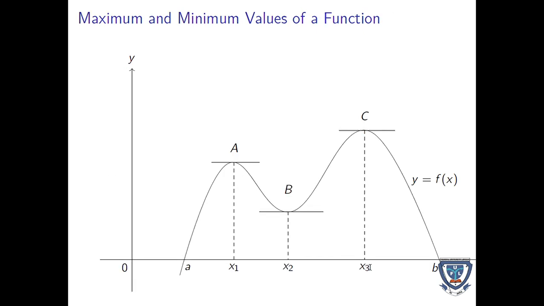Now, this other subtopic, maximum and minimum values of a function. You will see this is the graph of y equal to f of x. The points A, B, and C are actually called stationary points. Now this graph has two maximum points here and one minimum point on the x-axis.